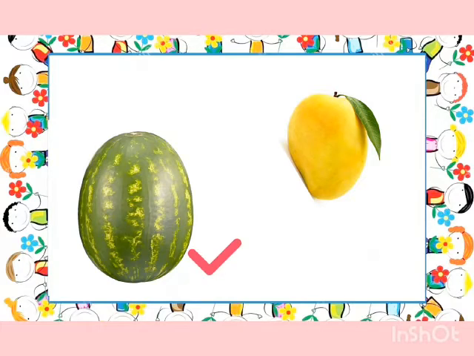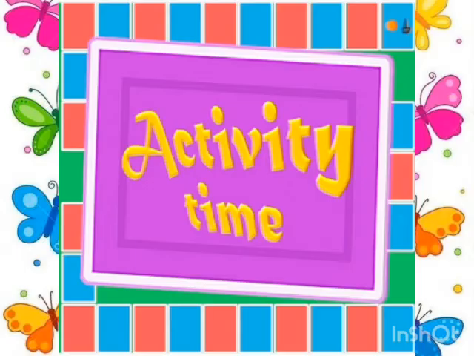See, a watermelon and a mango. Now kids, what will you do? Which object is lighter and which object is heavier? Yes, a watermelon is heavier than a mango. So we will put a tick on the watermelon and a cross on the mango. Yes kids, now you understood this? So children, it's time for an activity.